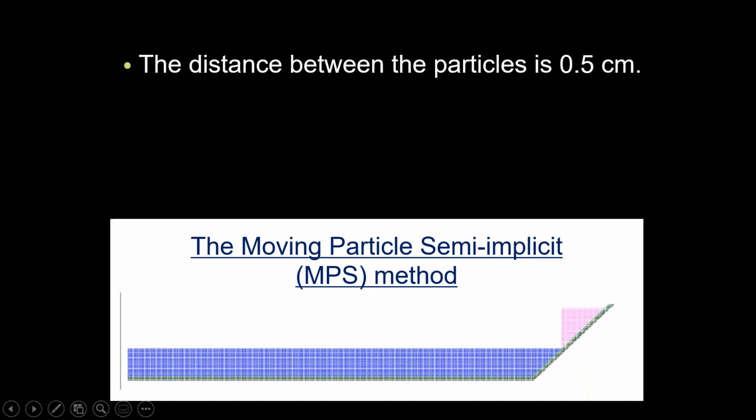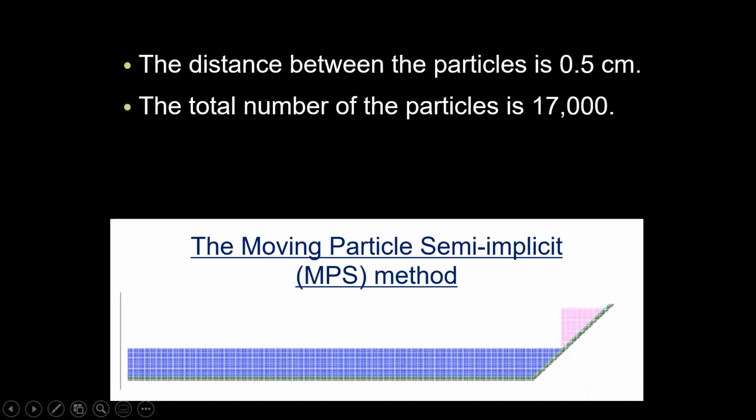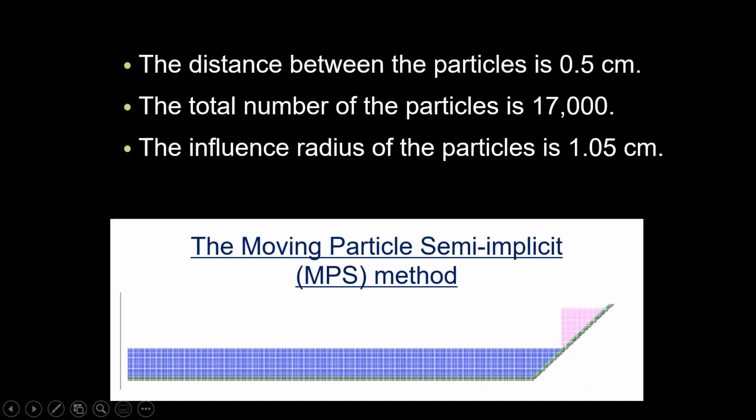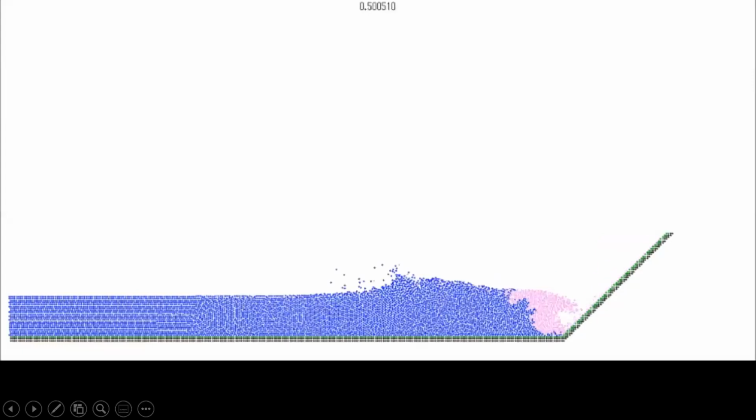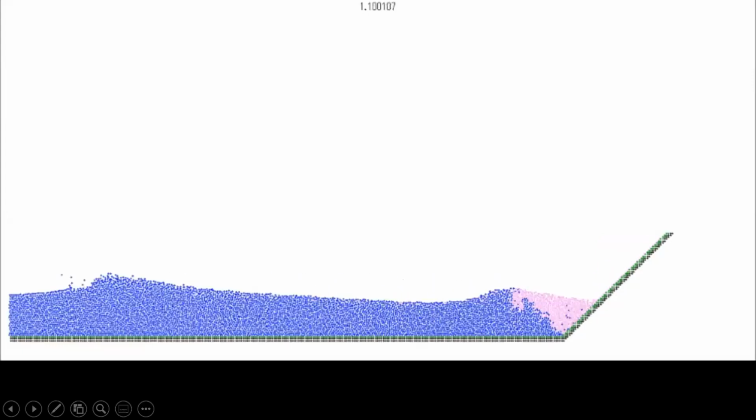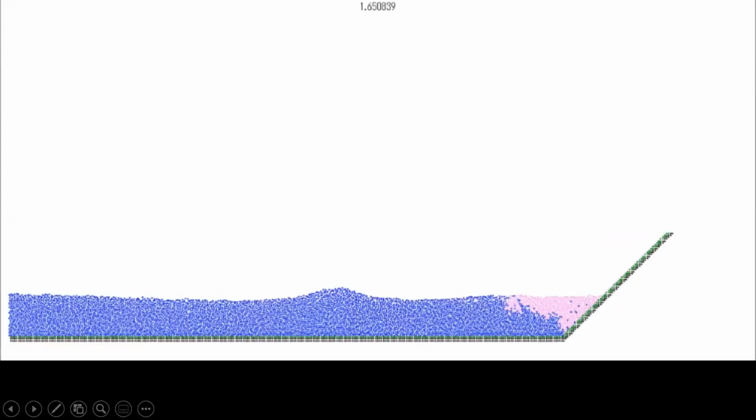In the present case, the distance between the particles is 0.5 centimeters, and the total number of the particles is 17,000. The influence radius of the particles is 1.05 centimeters. Let's see the animation of the tsunami generation caused by the falling water. The second wave is also generated by the reflection at the slope.